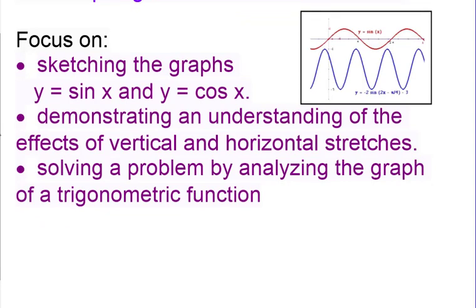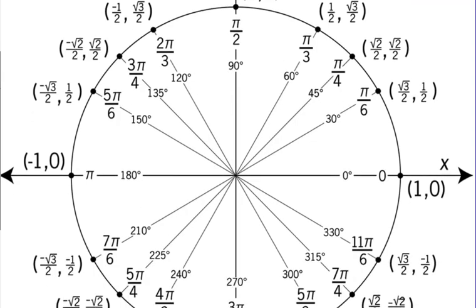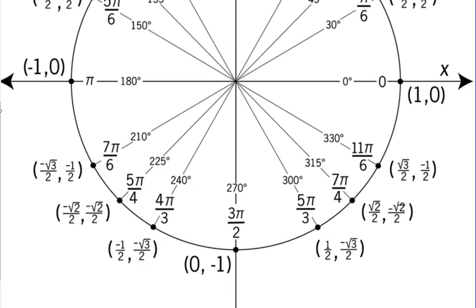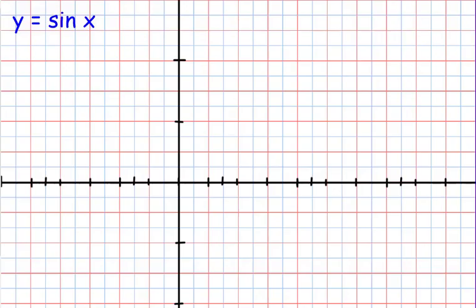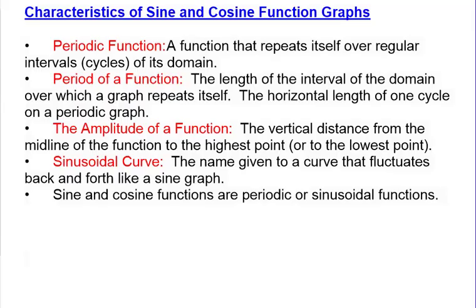So sketching graphs, sine and cos, demonstrating understanding of the effects of vertical and horizontal stretches. Remembering that vertical stretches are our A values, horizontal stretches are our B values, and then solving a problem by analyzing the graph. So we have our trusty unit circle, which you guys know how to use with your special triangles, which is excellent, and our stripper rule. So our basic sine graph, we will talk about a little bit later. We'll come back.